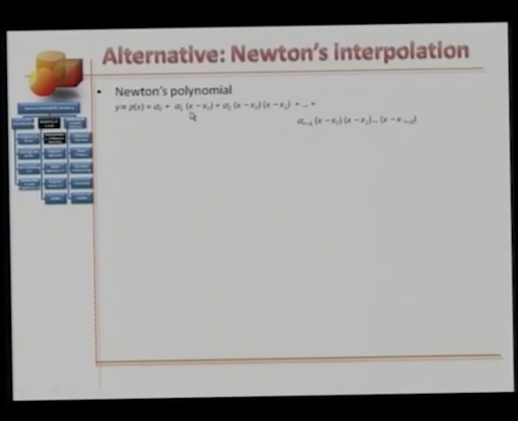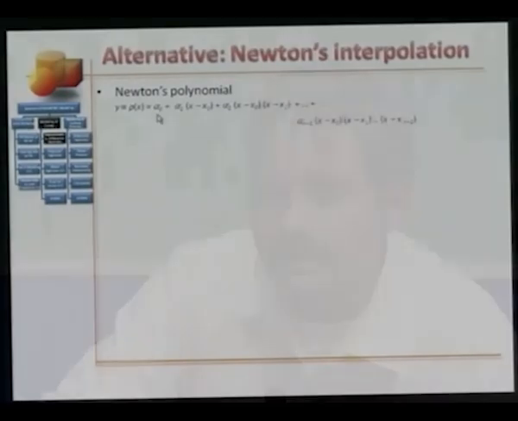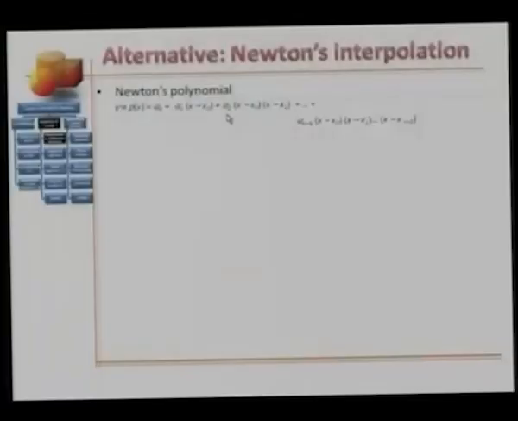Notice also how these terms are arranged. For example, if I substitute x equals x0, all these terms become 0, leaving only alpha 0. If I substitute x equals x1, the first term and the second term remain in the series, while all the other terms become 0. This allows us to sequentially compute the unknowns alpha 0, alpha 1, alpha 2, and so on and so forth.